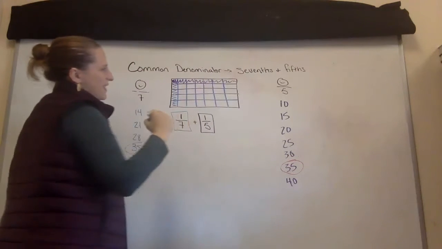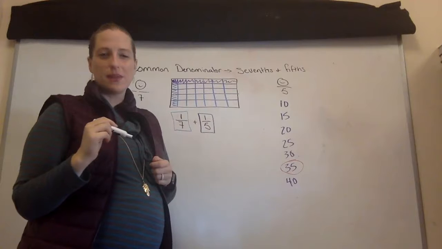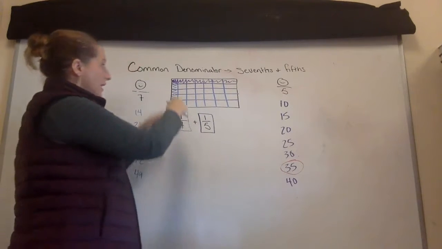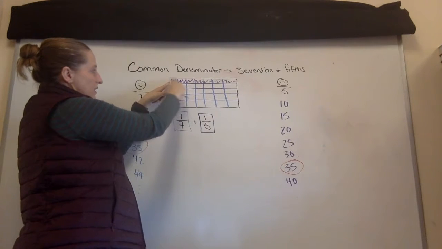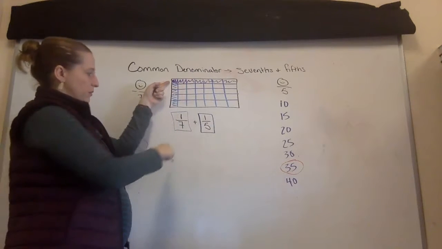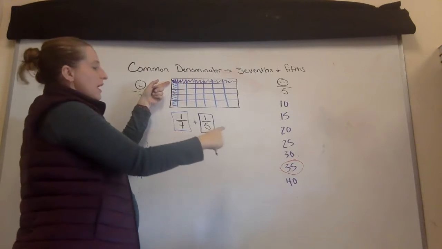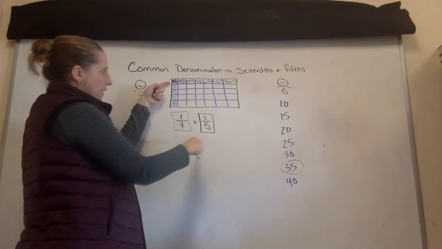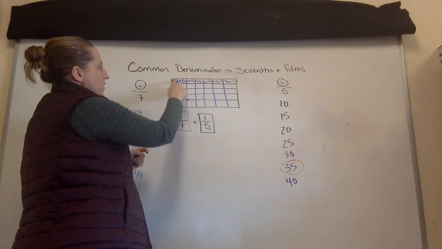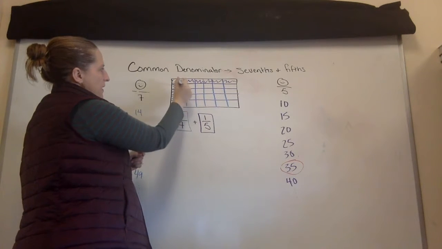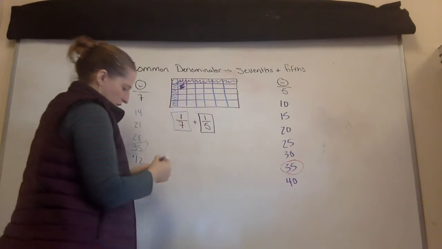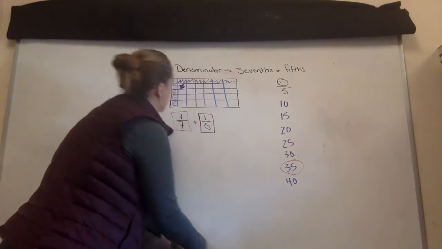That's 1/5. But technically I've done something a little not okay here, and I've double counted this square. Notice that this square is colored in blue, so it's counting for my 7th, and this square is colored in purple, it's counting for my 5th. I don't want that. So I'm not going to count it for my 5th, and I'm just going to move that extra little 5th piece down there.